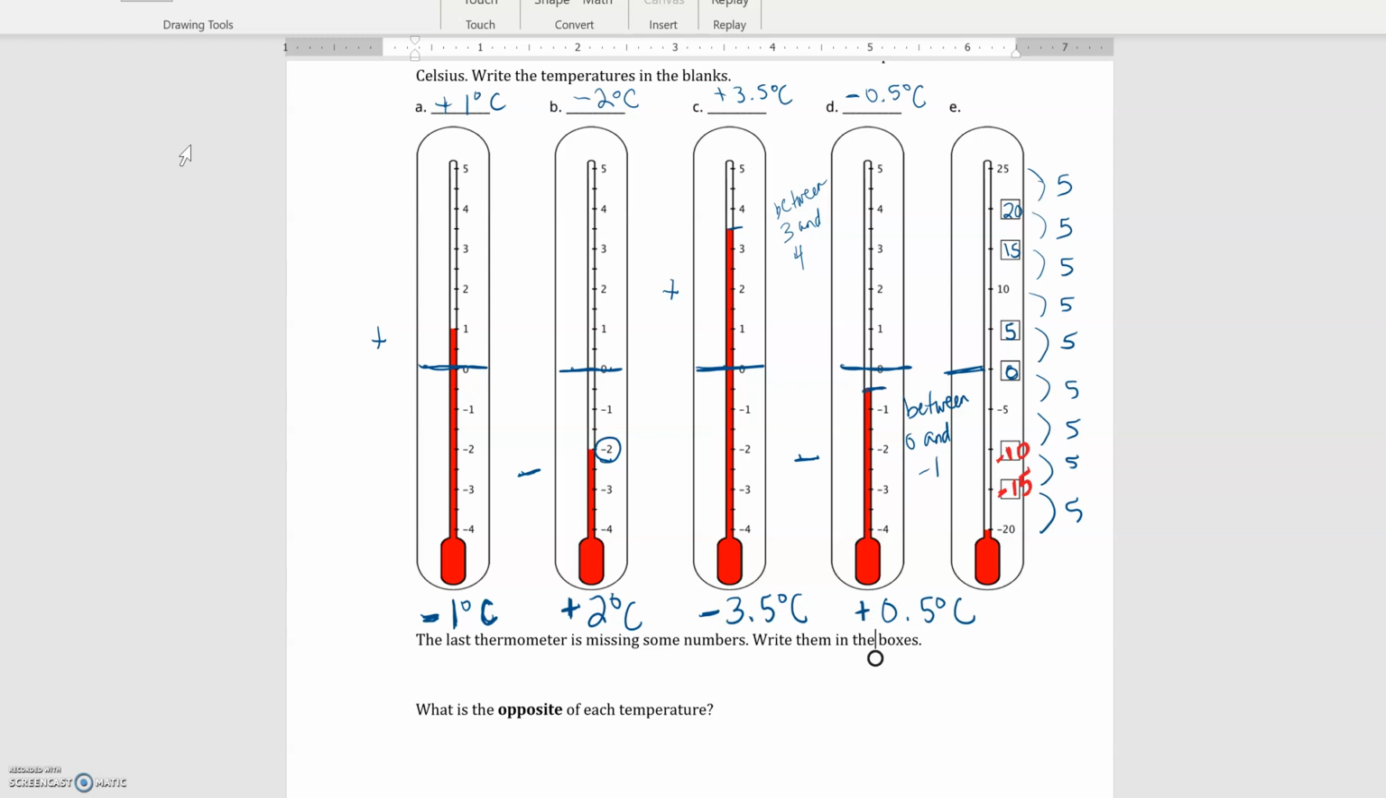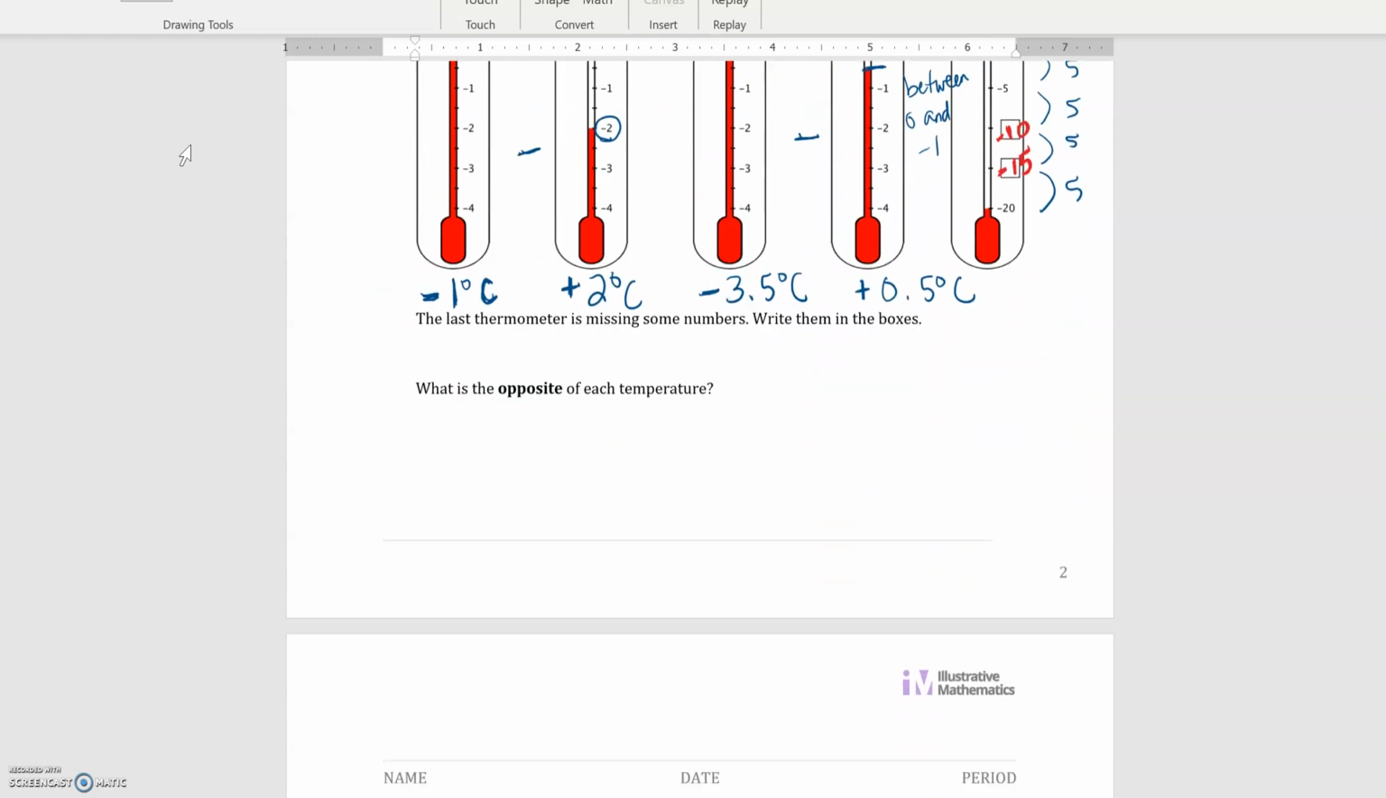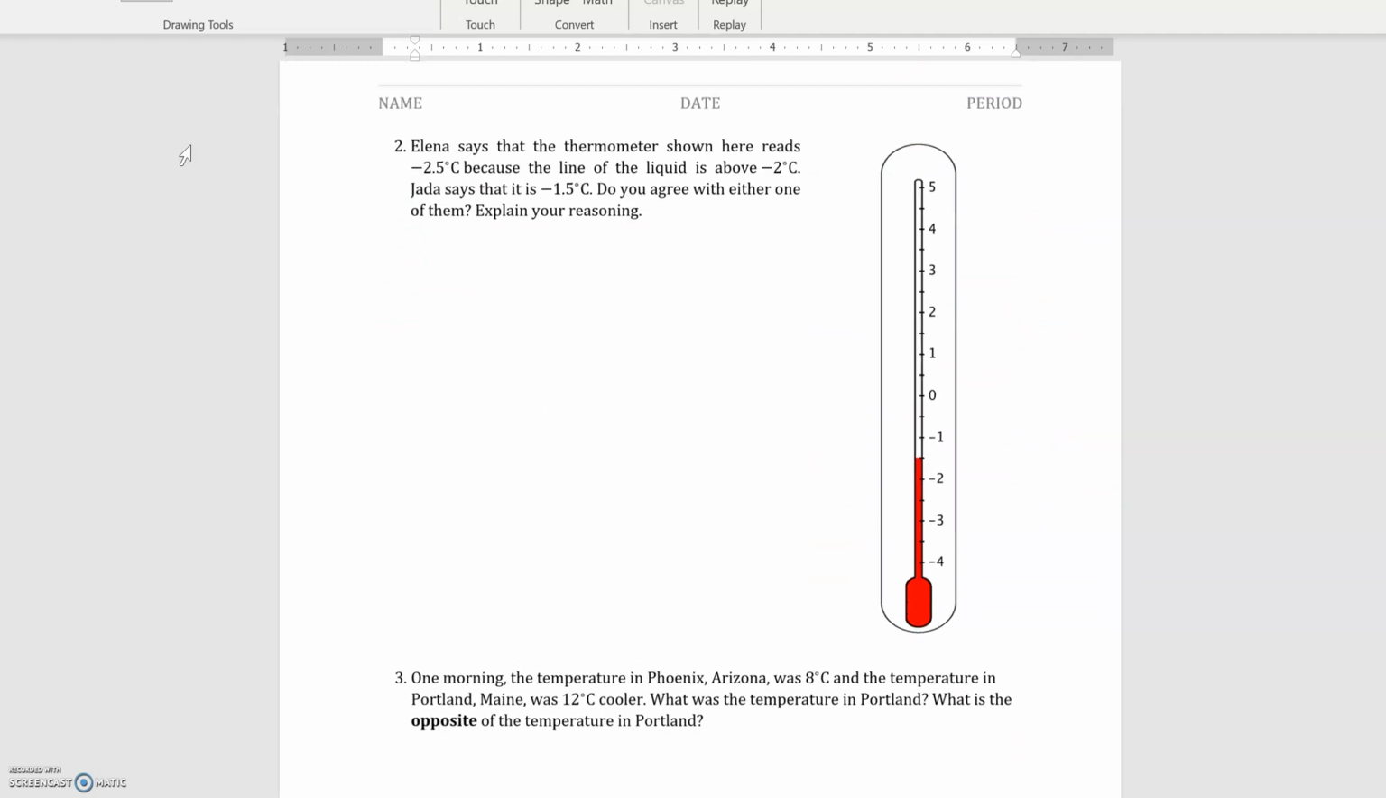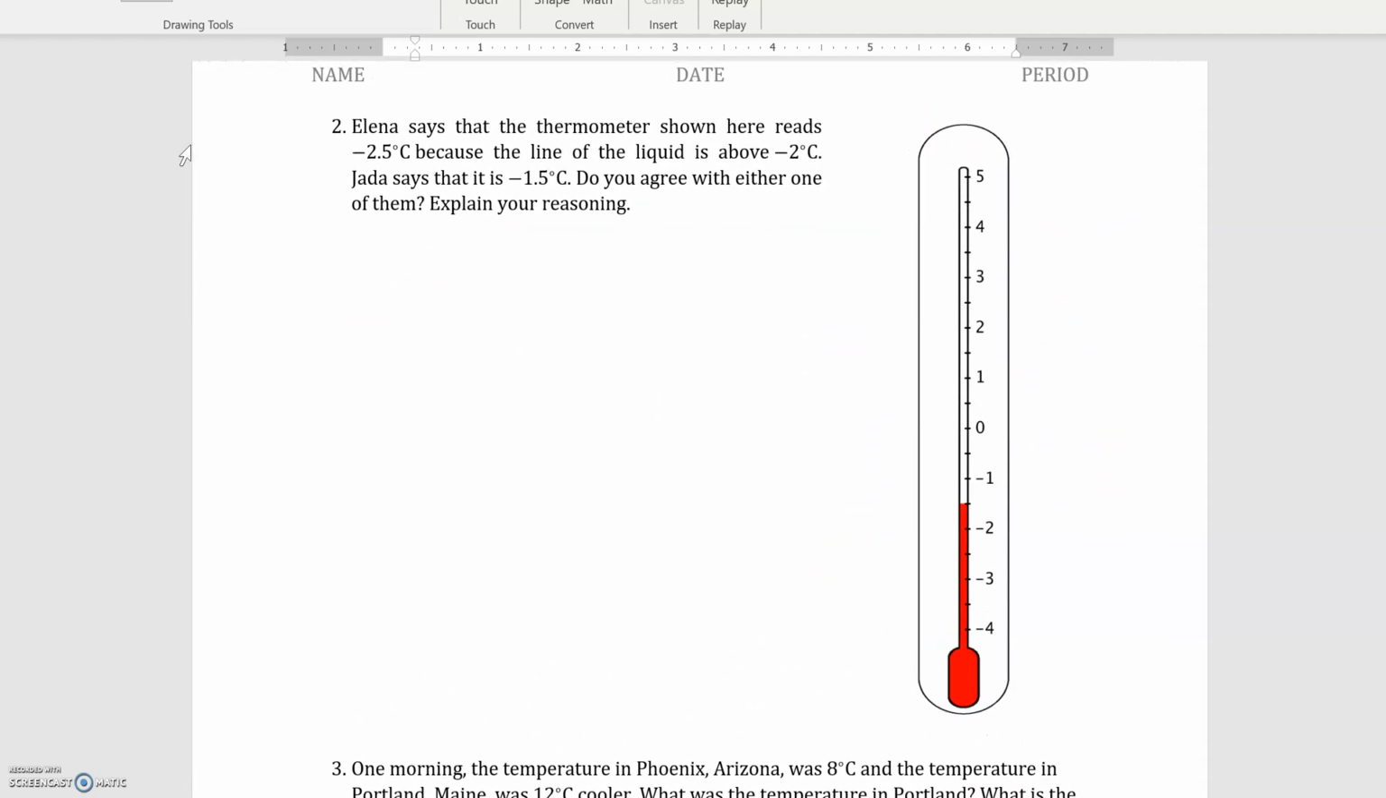The last 2 problems on the notes are problems that you do on your own. This is just review. And I'm going to give you time to work on each one after reading it. And then you're going to check your work with the video after you have some time to work. So let's read number 2 together. Elena says that the thermometer shown here reads -2 and 5/10 degrees Celsius because the line of the liquid is above -2 degrees Celsius. Jada says that it is -1 and 5/10 degrees Celsius. Do you agree with either one of them? Explain your reasoning.